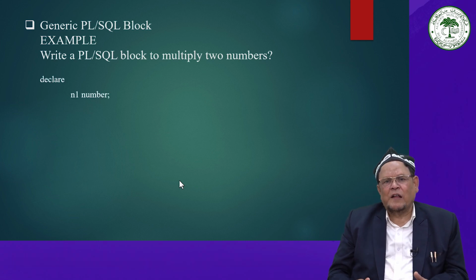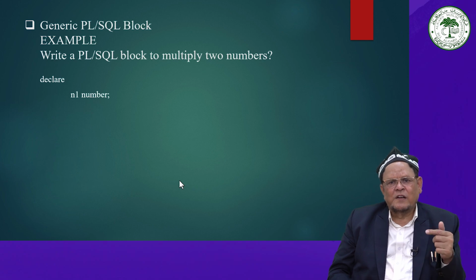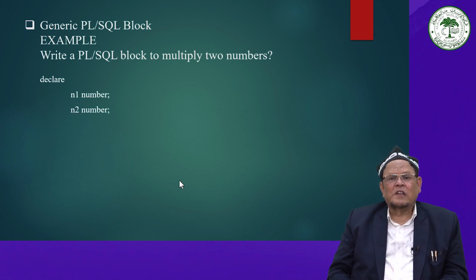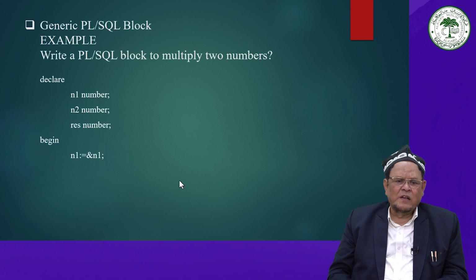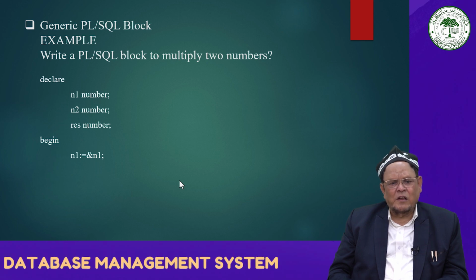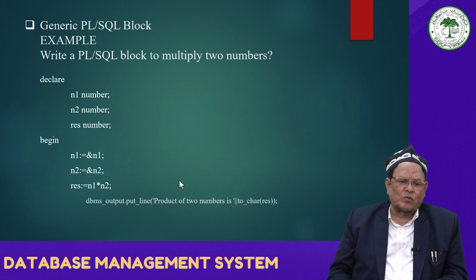Same way you have to define the variables. So first of all you have to write DECLARE num1 is number, num2, there are two numbers. If there are more than three numbers, 3, 4, whatever, you have to define all the declarations. And result is also number. Then start the BEGIN. n1 and n2 are taken as input, and the result is n1 multiplied by n2.